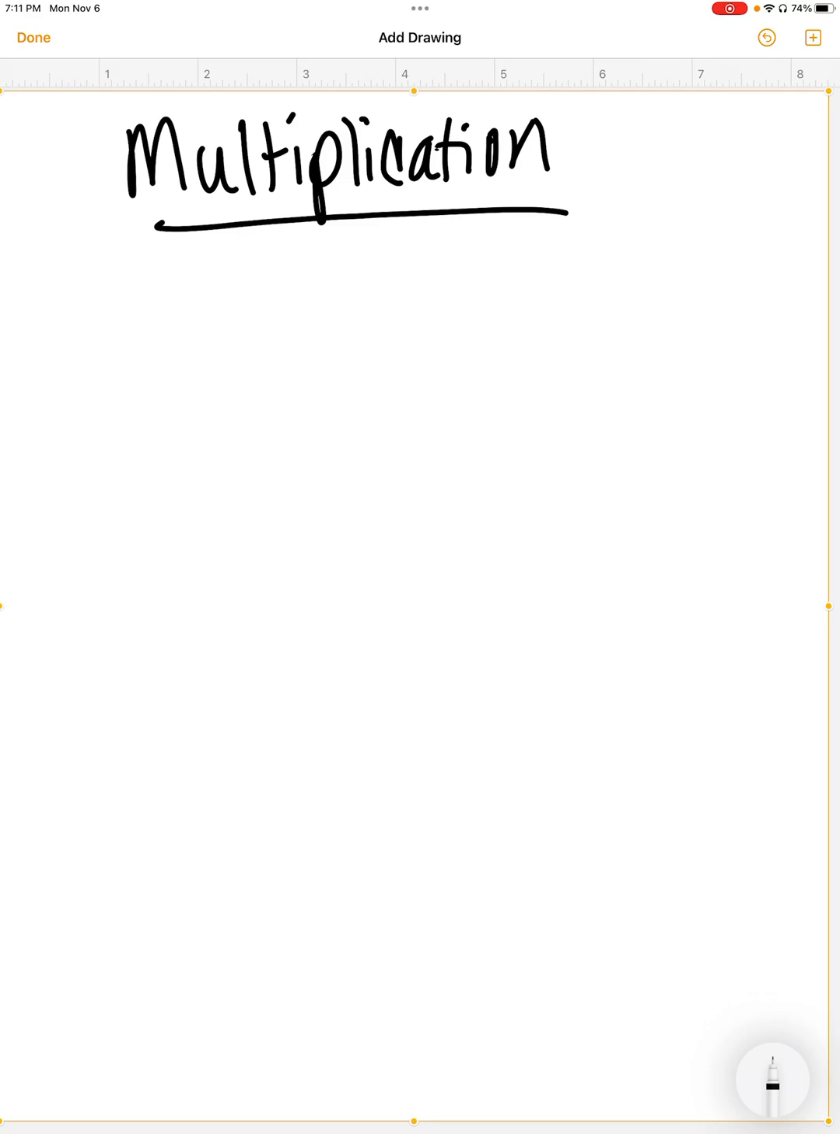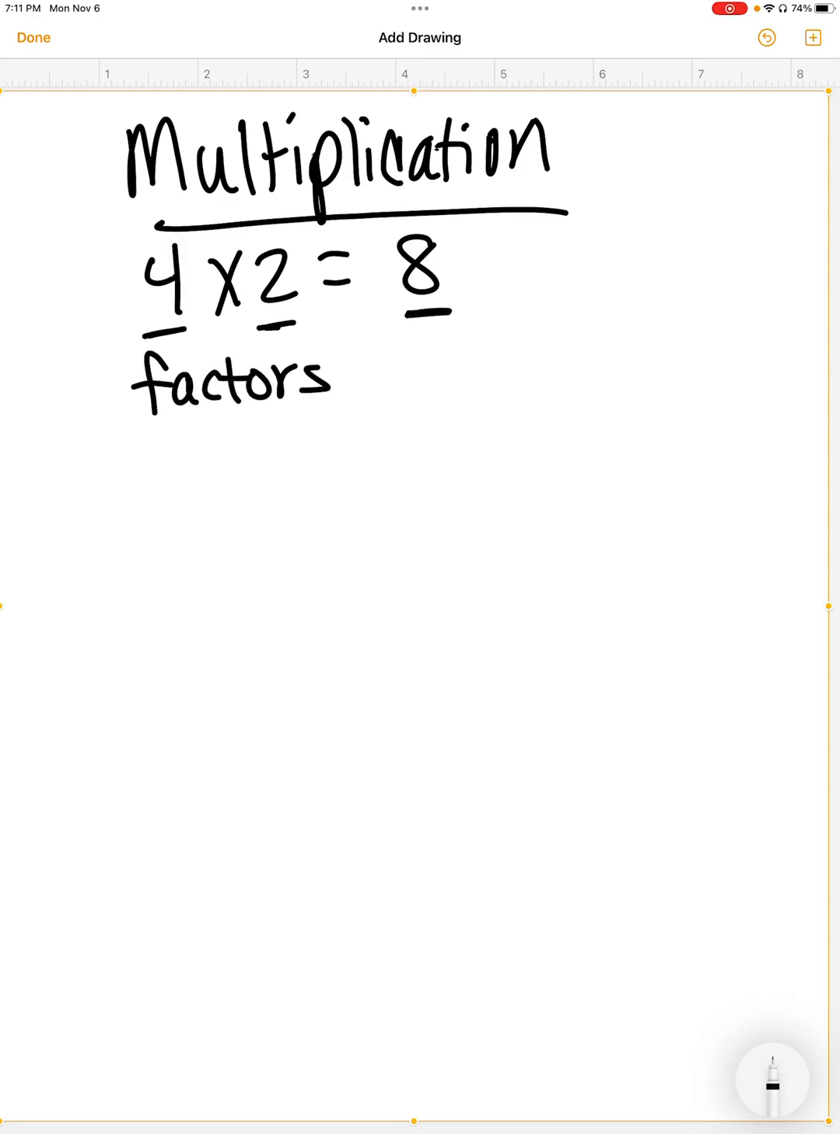To start out, let's look at a multiplication problem. Let's do 4 times 2 equals 8. The numbers being multiplied are the factors. The answer, the total, is going to be the product. We can represent multiplication in a variety of ways.